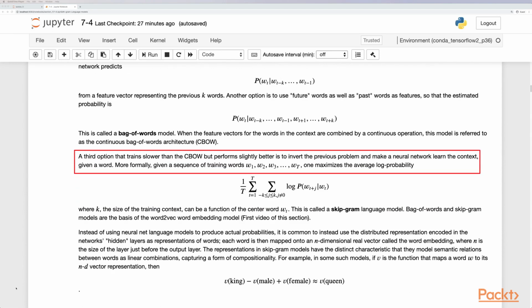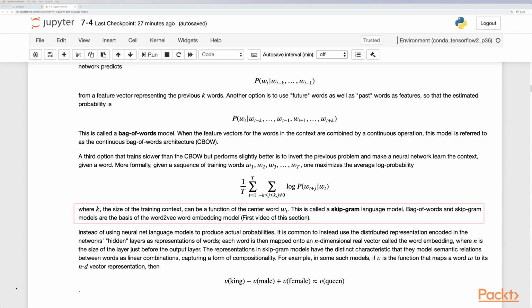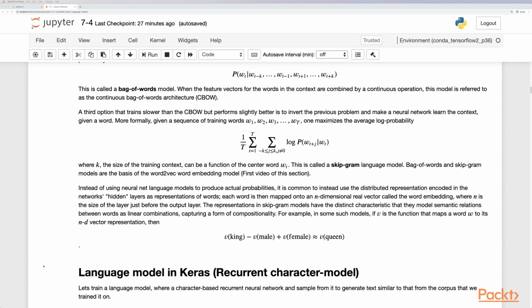A third option that trains slower than the continuous bag of words but performs slightly better is to invert the previous problem to make the neural network learn the context of a given word. More formally, given a sequence of training words, one maximizes the average log probability, where k is the size of the training context and can be a function of the center word. This is called a skip-gram language model, and bag of words and skip-gram models are the basis of the word2vec word embedding, which we saw in the first video of this section.